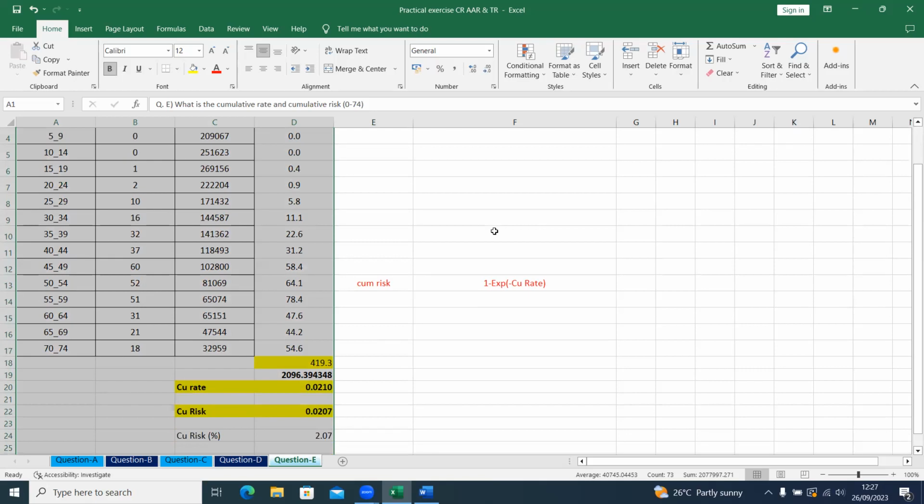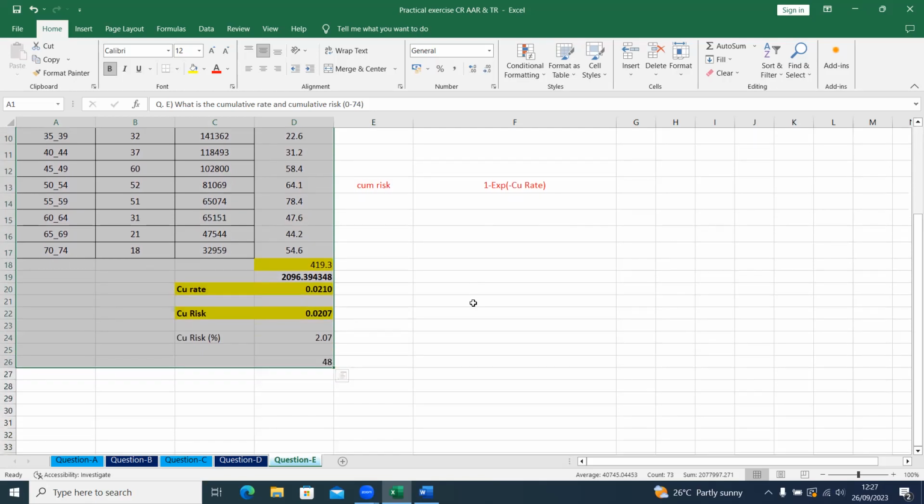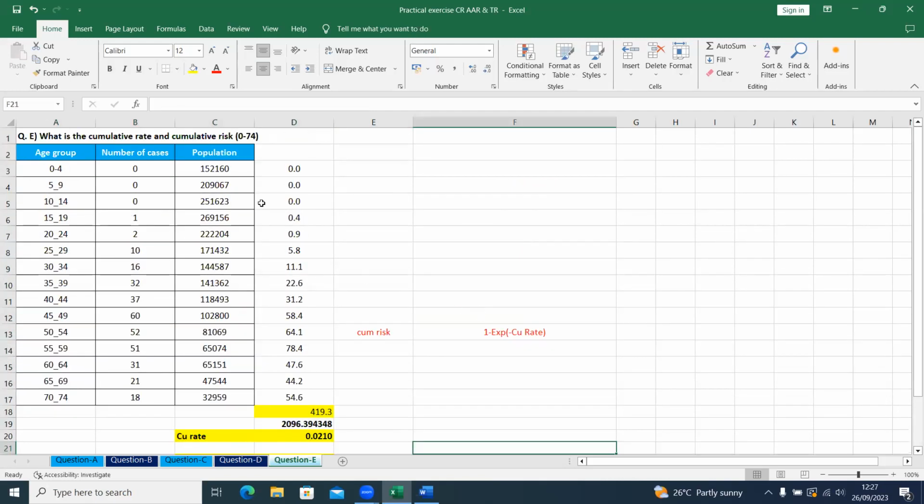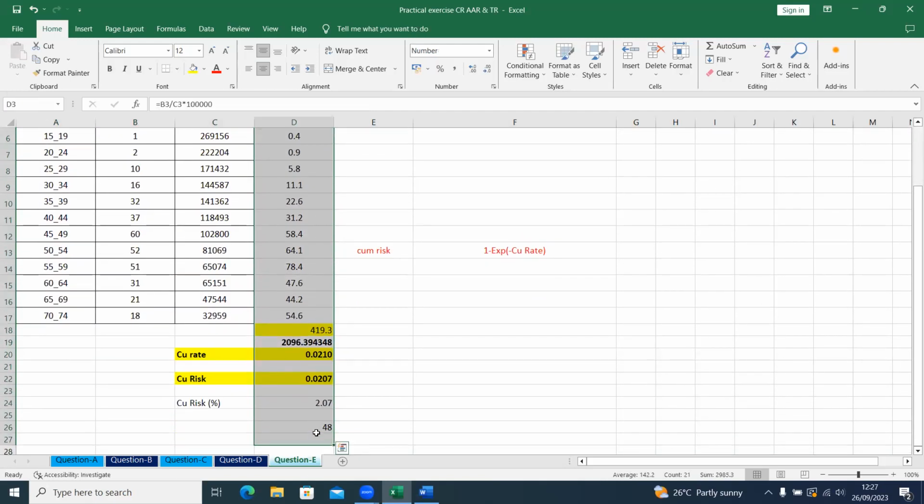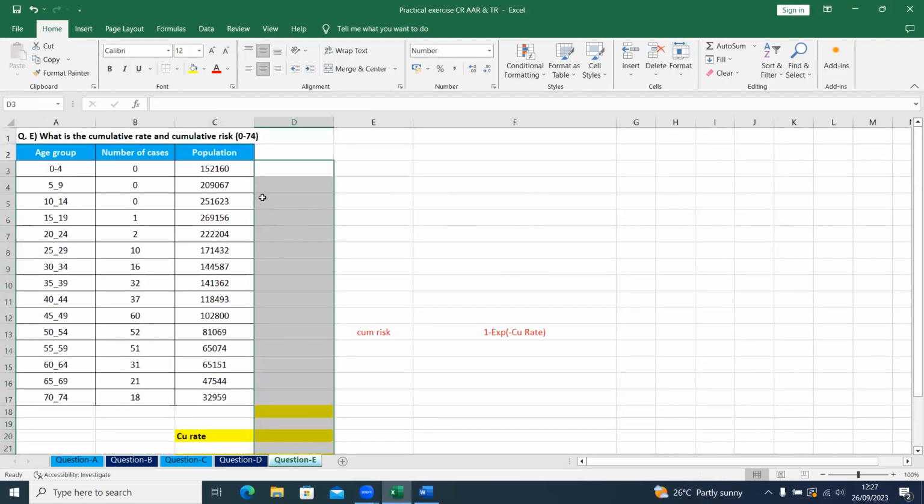Is this clear for all? Ma'am, Lokesh here. Yes, sir. Ma'am, can you repeat the cumulative rate and cumulative risk once again? Okay. Now, Lokesh, you calculate the cumulative rate and cumulative risk. It comes 0.0210, no, in that time.